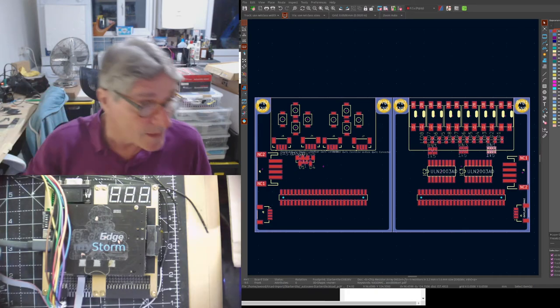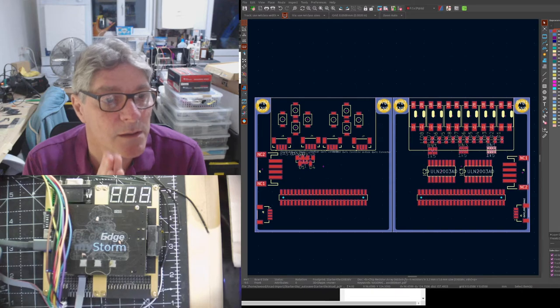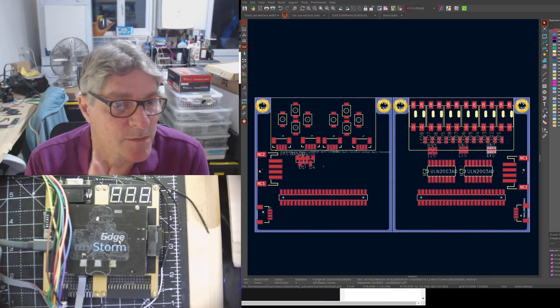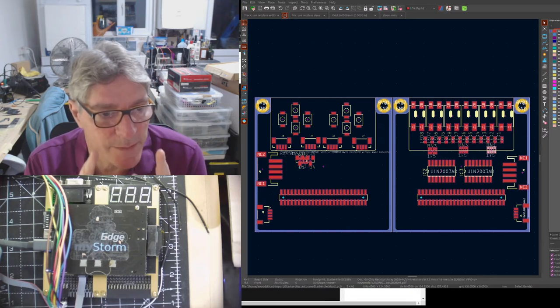Laurie's saying, adding an audio connector to the double tiles, if there's a spare IO, might be good. Yeah, not a bad idea.